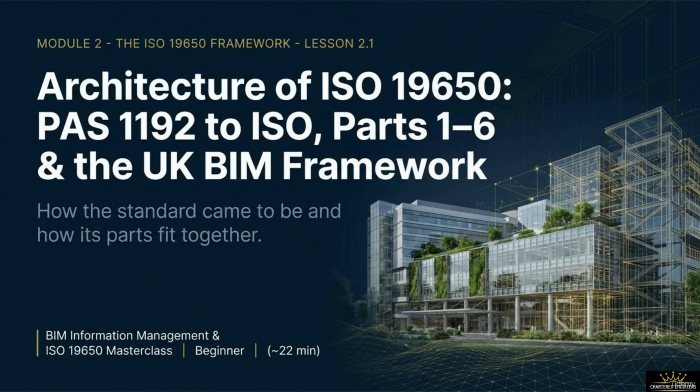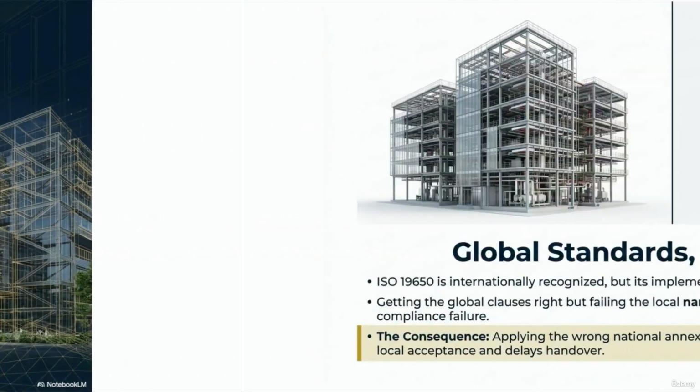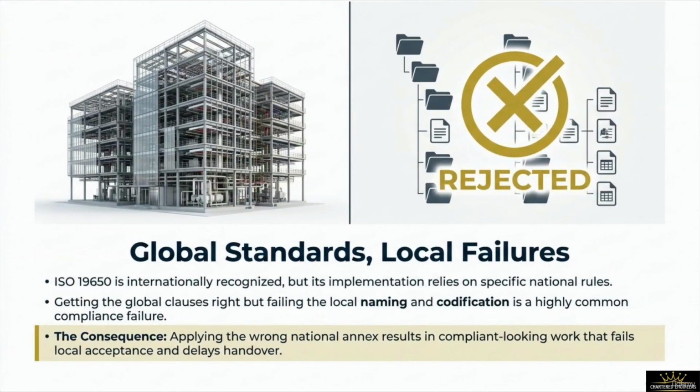Let's begin by examining a critical paradox: how a global standard can still lead to localized project failures if implemented incorrectly. Imagine an international joint venture that configures its entire model naming convention to a textbook specification, only to have their entire project delivery rejected by a local municipality on the day of submission. This is the painful reality of global standards meeting local failures.